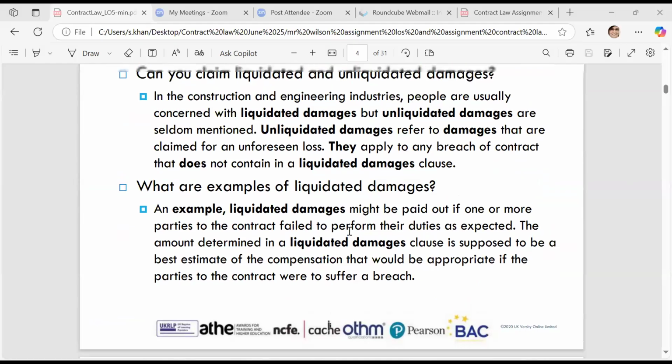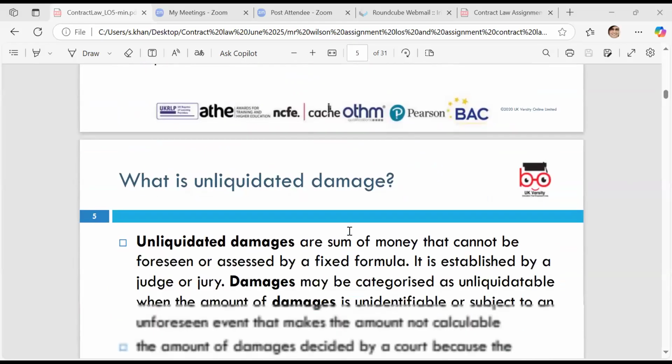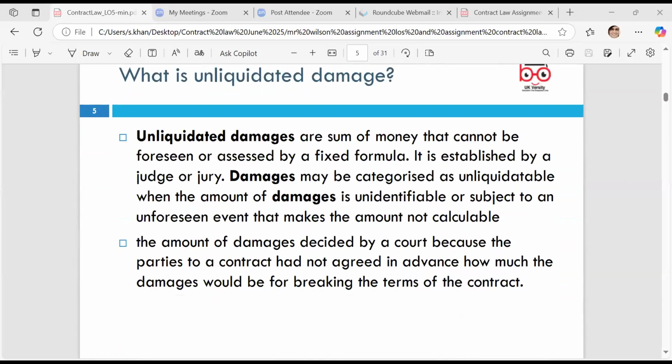Sorry, is that liquidated, unliquidated damages? Yeah, so if a breach occurs, the court or an arbitrator will determine the amount of damages based on the actual losses, and the party claiming unliquidated damages must prove the actual loss they have suffered as a result of the breach.